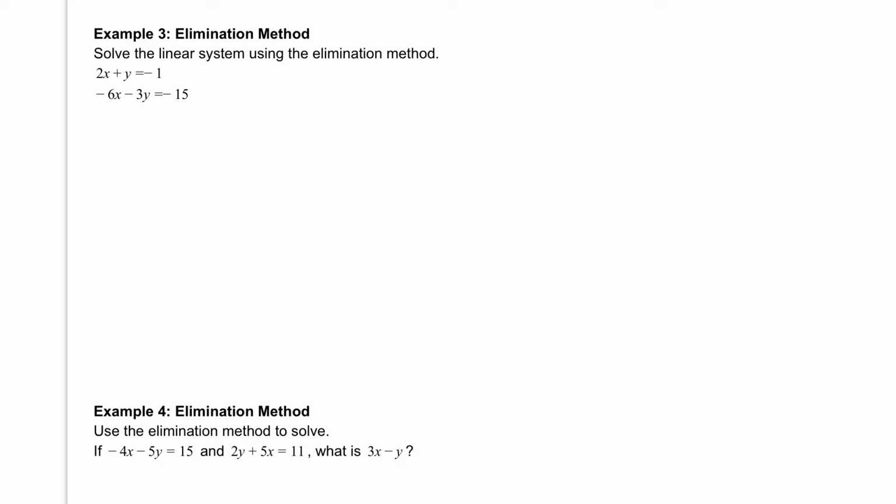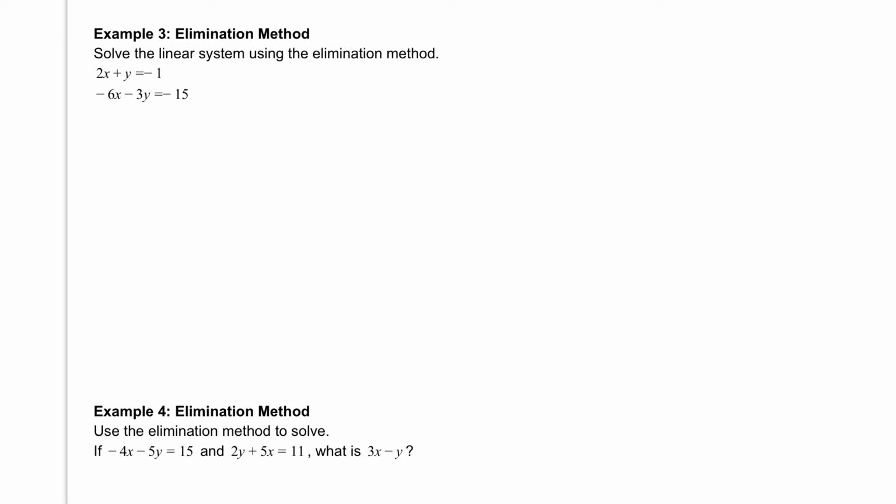In example 3, we're going to use the elimination method one more time. We have our x's lined up, we have our y's lined up, and we have our constants lined up. So next we need to see, do we have opposites as our coefficients for any of our variables? If we take a look at our x's, we have a 2 and a negative 6. That's not opposite. 1 and negative 3 are also not opposites. So we have to go through and do that multiplication step again.